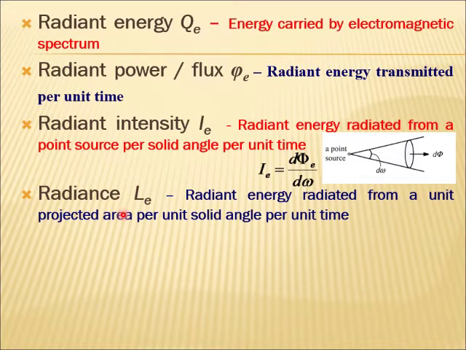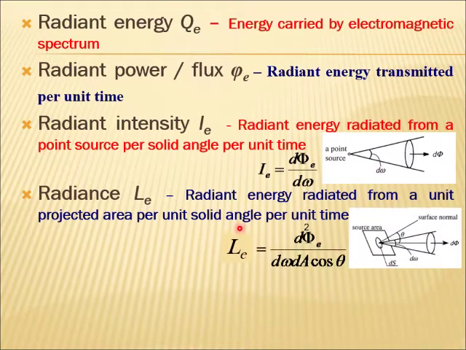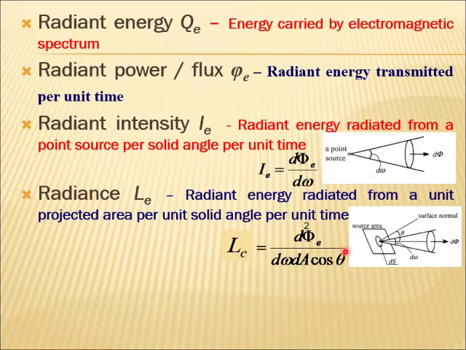The next is the radiance, the total radiant energy radiated from a point unit projected area per unit solid angle per unit time. So here instead of a point source, we have a projected area capital A from where the energy is radiated, forming a solid cone with a d phi, and the angles of inclination are theta and d omega. Therefore, LE is equal to d2 phi by d omega dA cos theta.